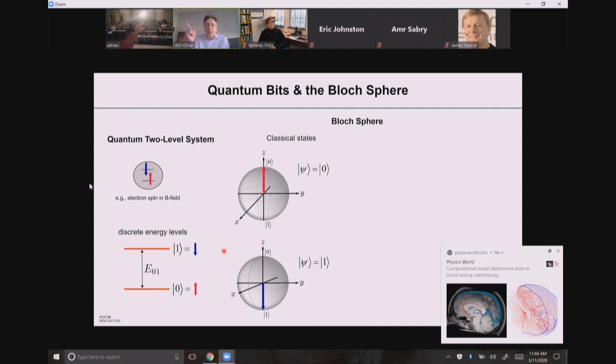And at the North Pole or the South Pole, this is basically a classical state. A transistor would be at the North Pole or the South Pole. Or this electron spin can be at the North Pole or the South Pole and just be a classical bit.